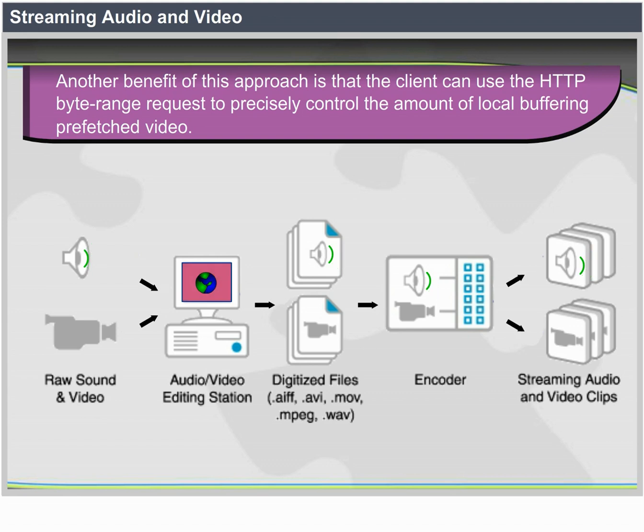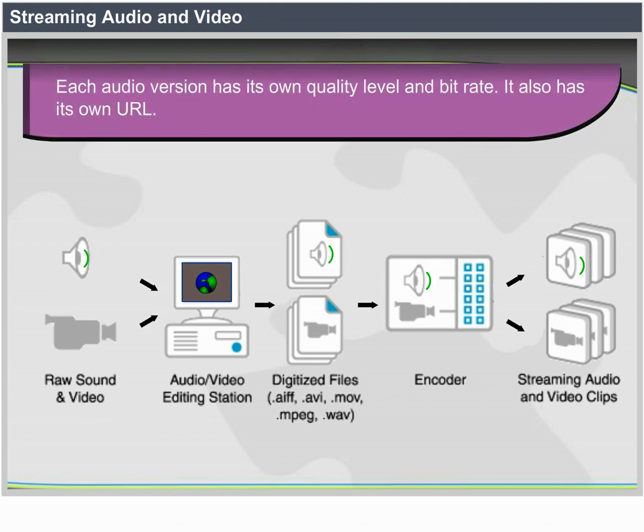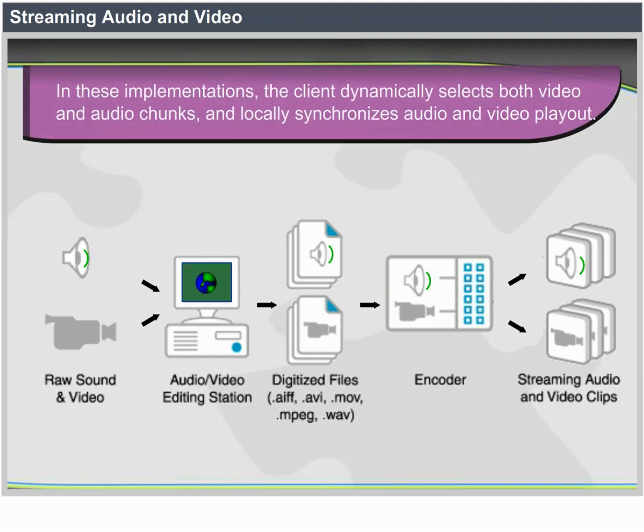Each audio version has its own quality level and bitrate and has its own URL. In these implementations, the client dynamically selects both video and audio chunks and locally synchronizes audio and video playout.